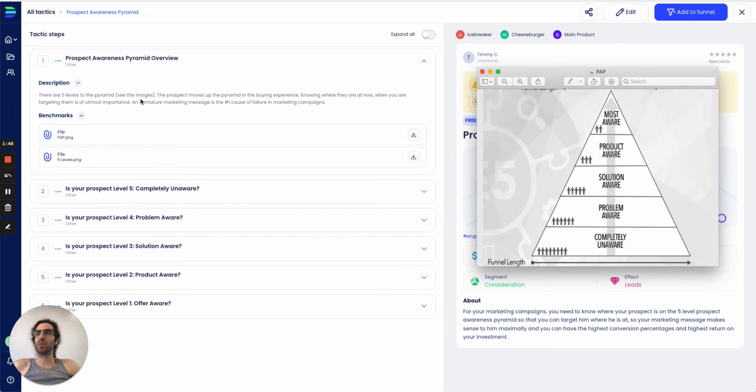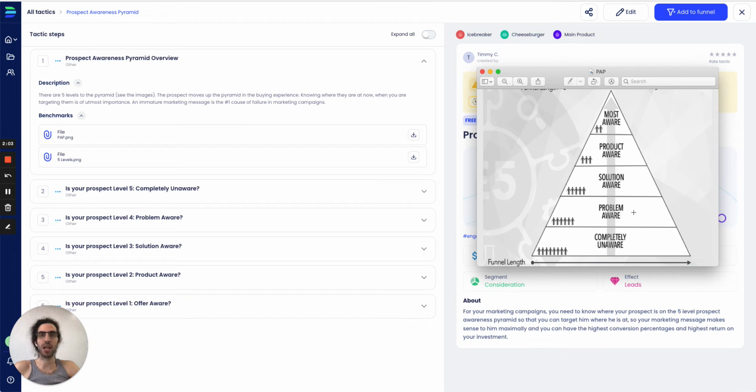So there are 5 levels to the pyramid. The prospect moves up the pyramid in the buying experience. Knowing where they are at now when you are targeting them is of utmost importance. An immature marketing message is the #1 cause of failure in marketing campaigns. Okay, so what does that mean?